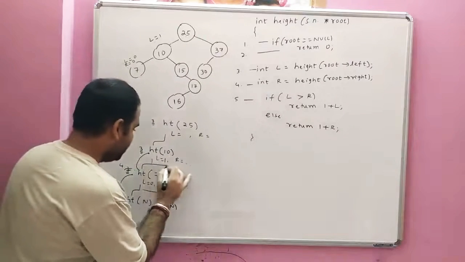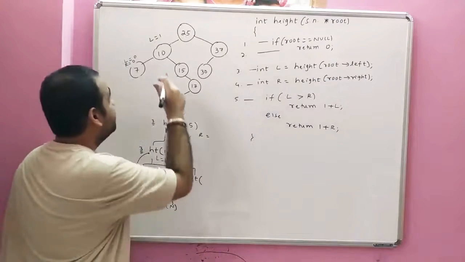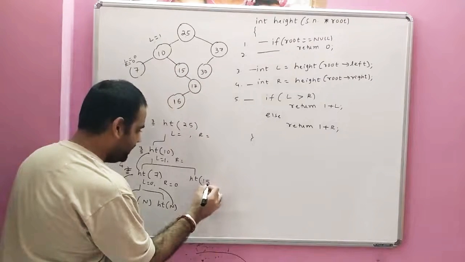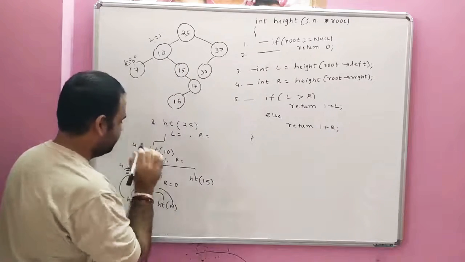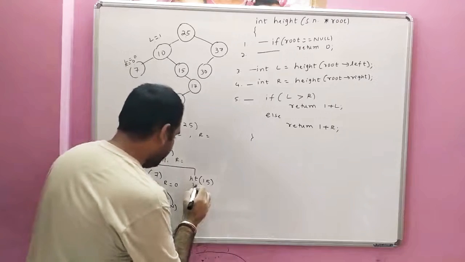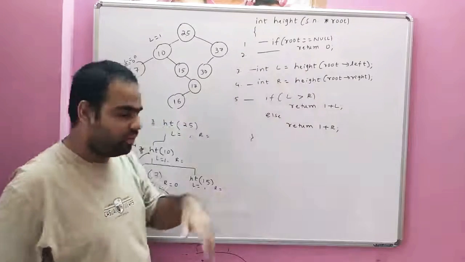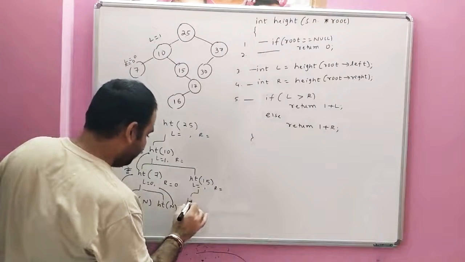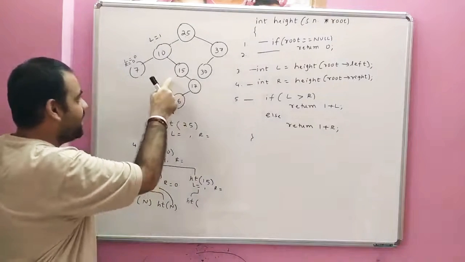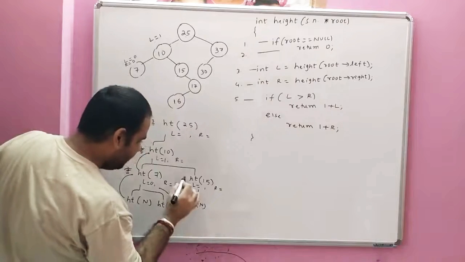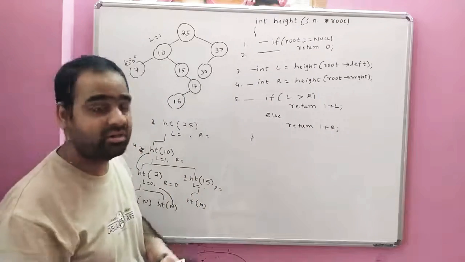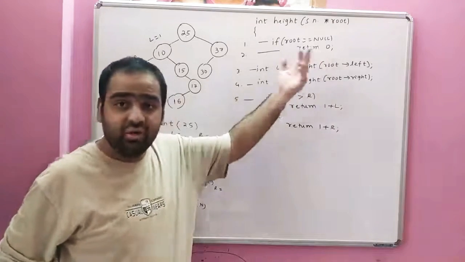Again you call the function height of root arrow right. Now what is 10 arrow right? 10 arrow right is 15 and the return line number is 4. Again there are two variables L and R. Is 15 equal null? No. Again you call the function height of 15 arrow left. Now what is 15 arrow left over here? It is null and we are calling this function from line number 3. Null equal null? Yes, you return 0.